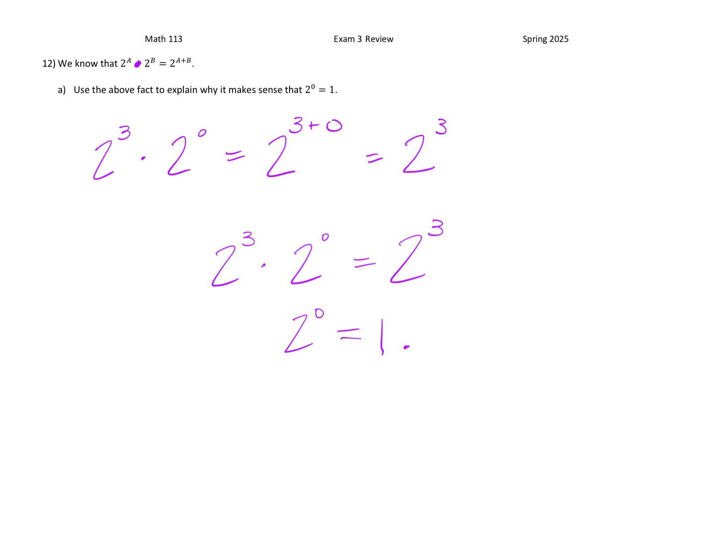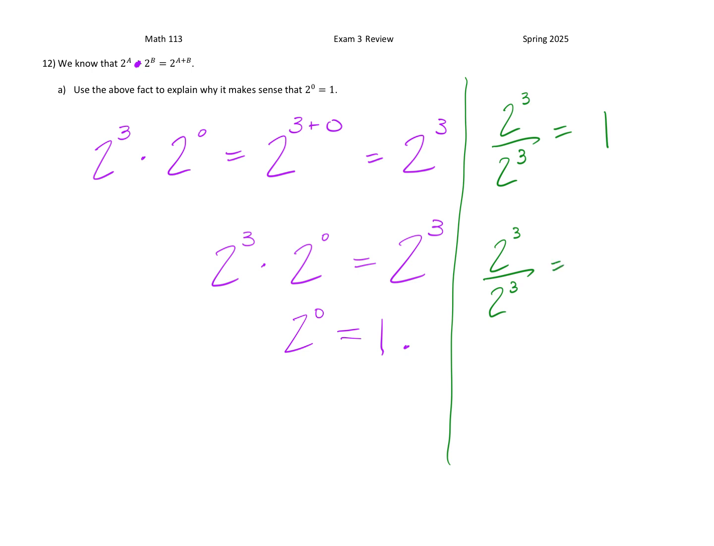Another way to explain this would be to use the quotient rule instead of the product rule. We could do, say, 2 cubed over 2 cubed. We know that's 1 because a number over itself is 1. But we could also apply the quotient rule, and we have 2 cubed over 2 cubed, which is 2 to the 3 minus 3, right? When you divide like bases, you subtract the exponents, and that is 2 to the 0. So 2 to the 0 has to be the same thing as 1.